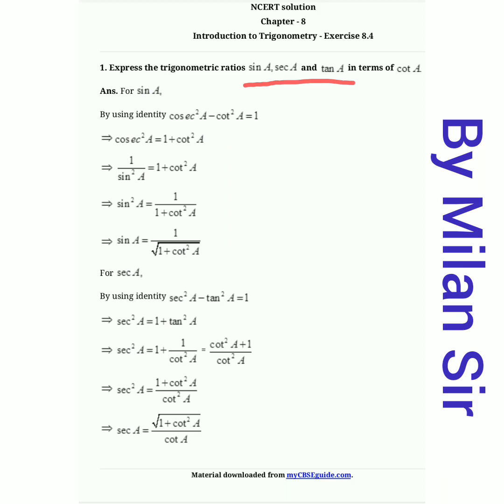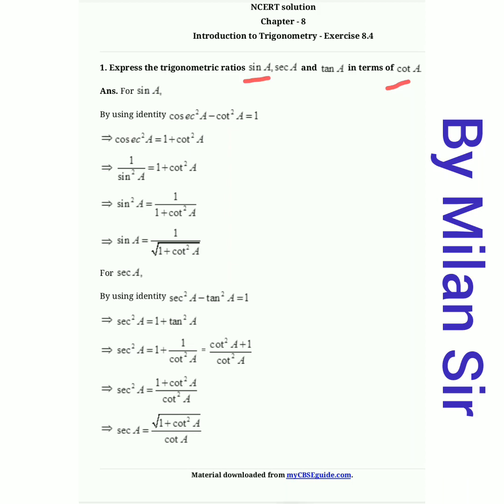So first of all, we need to recall three identities. First one is sin square theta plus cos square theta is equal to 1. Second one is 1 plus tan square theta is equal to sec square theta. And third one is 1 plus cot square theta is equal to cosec square theta. So first of all, we need to convert sin A in terms of cot A.